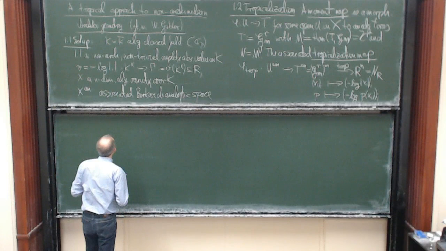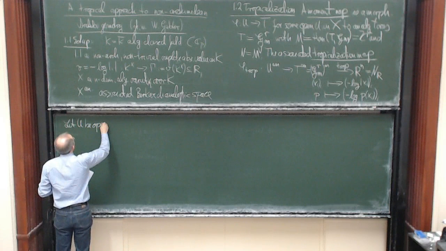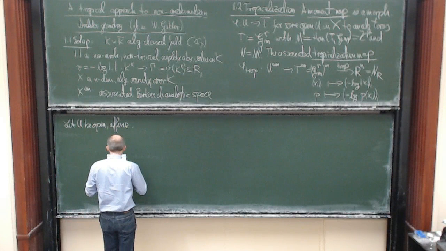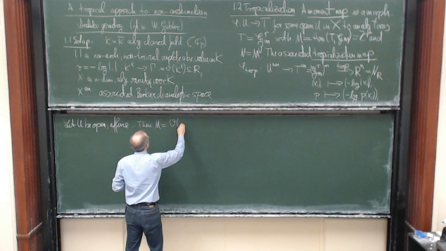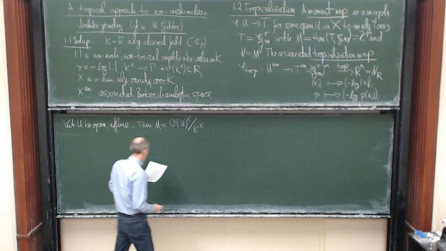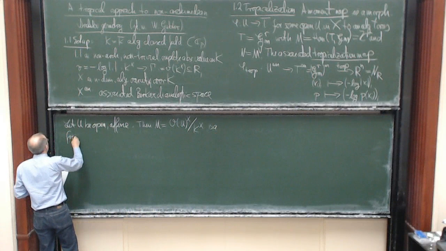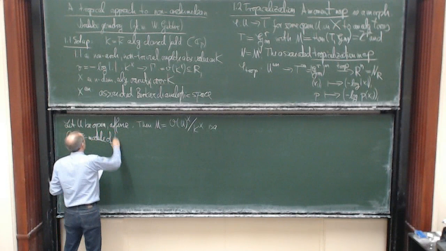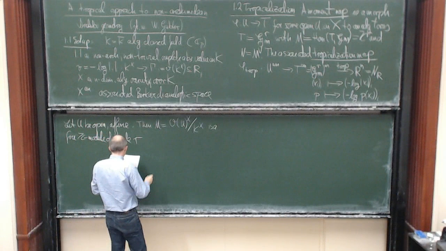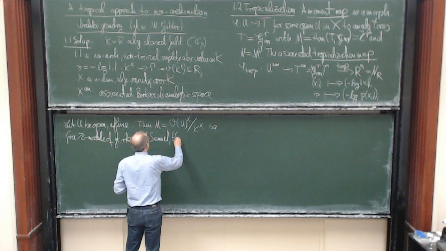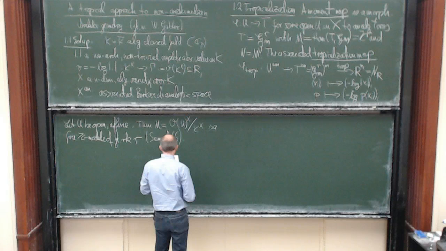So now we consider an open affine set. Let U be open and affine. In this situation, the group M, given by the invertible functions on U divided by the constant functions, is a free Z-module of some finite rank, which I will denote by r. This is maybe not so well known as a result, but this was proved already in '66 by Samuel.